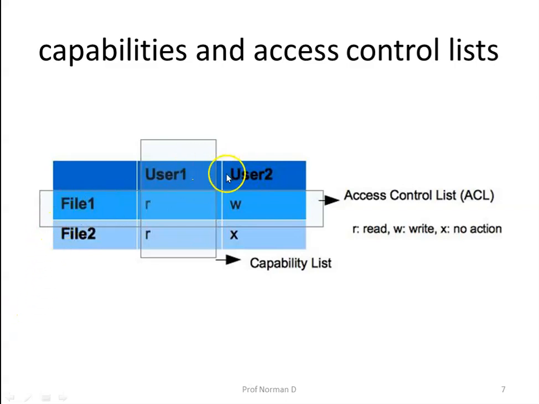So there are two users here and two files. Now this is the capability list of user 1, and this is the access control list, also called the ACL, of file 1. R represents the read operation, W represents the write operation, and X indicates no action.